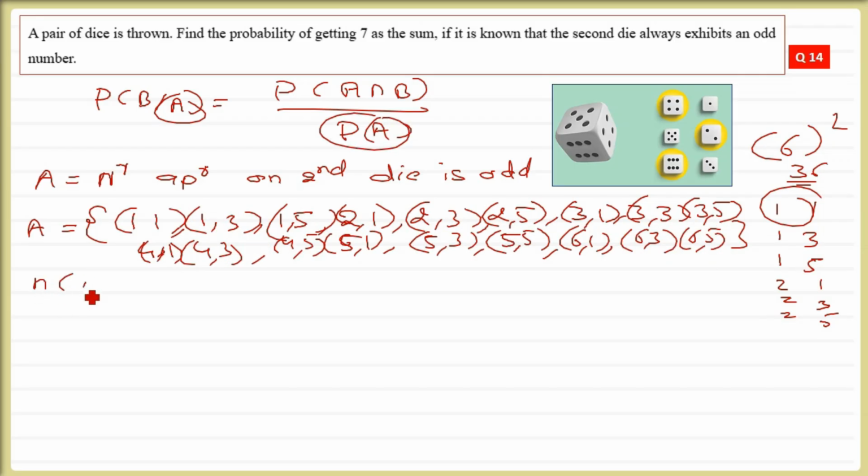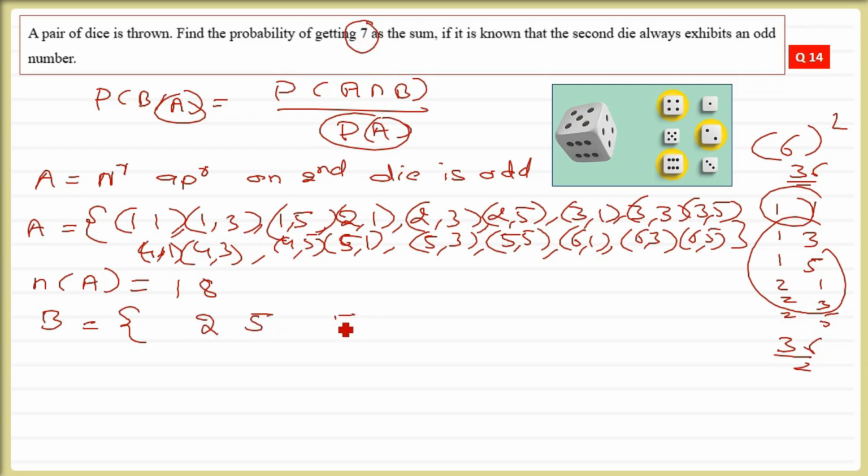Now this N(A) is what? Number of elements in A. There will be half even, half odd. 36 are there, just halve it, 18 will come. If you count the number of elements in A, it will also come as 18. Now you don't need to find N(B), but this set B needs to be found because we need A intersection B, the elements which are common in A and B. Now getting 7 as the sum is the B set. So (1,6), (2,5), (3,4), (4,3), (5,2), and (6,1).